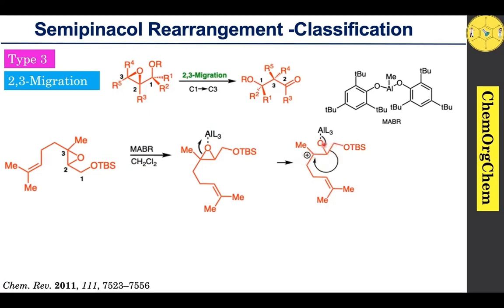This migration event is initiated by this electron shift. Now you see this electron coming towards this carbon. At the same time, this bond breaks down to migrate into the third carbon center. So this one is a 2,3 migration, which leads to generate this corresponding aldehyde as a product.